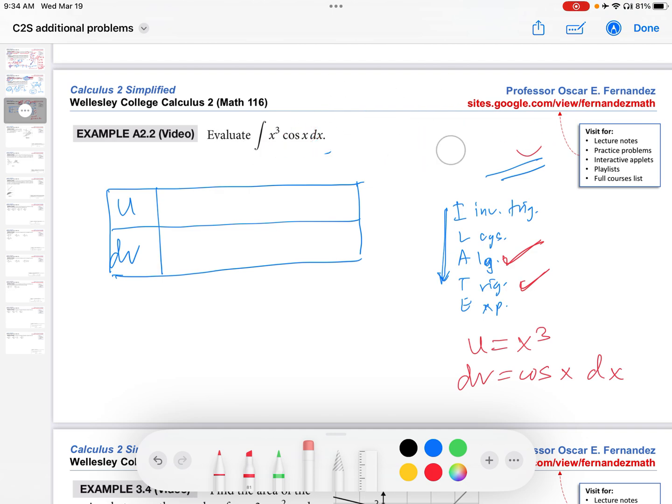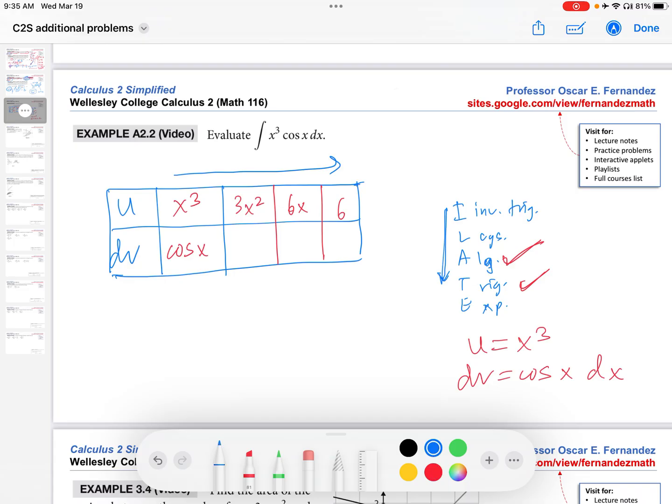So having identified u and having taught you a rule of thumb for how to find u, here's how the tabular method goes. I'm going to put my u here, that's x cubed, and I'm going to put my dv here, that's cosine x. And in the tabular method, now we're just going to differentiate. In the first row, you just differentiate your u. The derivative of x cubed is 3x squared. The derivative of 3x squared is 6x. The derivative of 6x is 6. And then I need one more row here. The derivative of 6 is 0. Once you get to 0 in your u row, that's where you should stop your table.